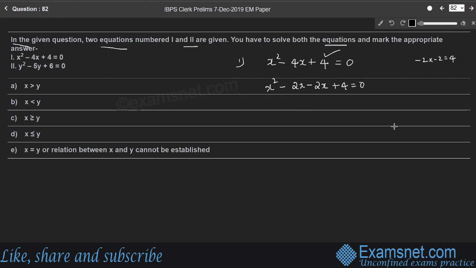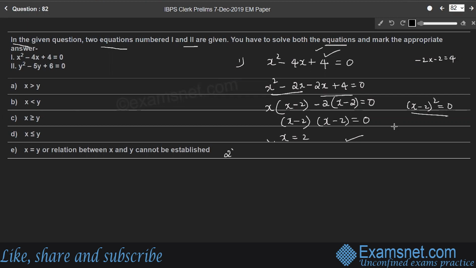So take the first two terms, x is common, x minus 2, minus 2 is common here, x minus 2 is equal to 0. So x minus 2 into x minus 2 is equal to 0. Therefore, x is equal to 2, right? This is the only answer. Or x is equal to 2. Therefore, x is equal to 2 is the only solution here, right? Or you can express this as x minus 2 whole square is equal to 0, right?